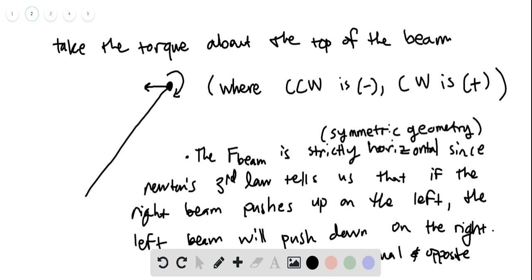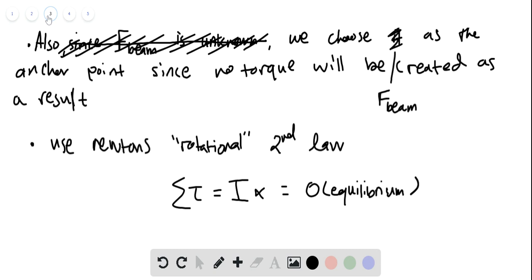But also, the beam force is strictly horizontal since Newton's third law tells us that if the right beam pushes up on the left, the left will push down on the right, and so on and so forth. So this is what I mentioned at the beginning. So ignore the crossed out stuff, but I'll read the rest.